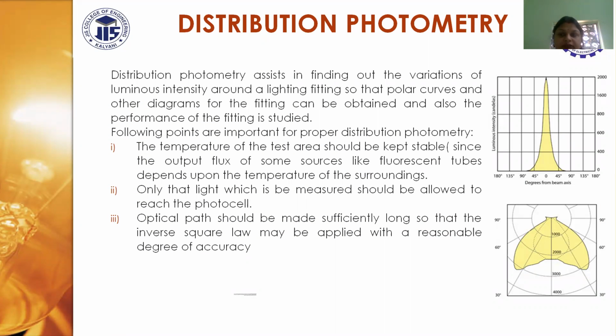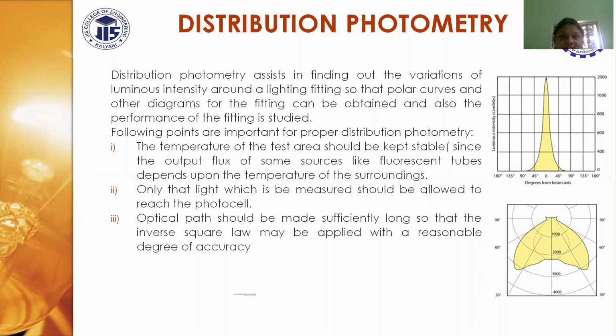A very important term for photometry is distribution photometry. Distribution photometry assists in finding out the variation of luminous intensity around a lighting fitting so that polar curves and other diagrams for the fitting can be obtained, and also the performance of the fitting is studied. In my previous lecture, I have discussed the polar curve. Now, the following points are important for proper distribution photometry.